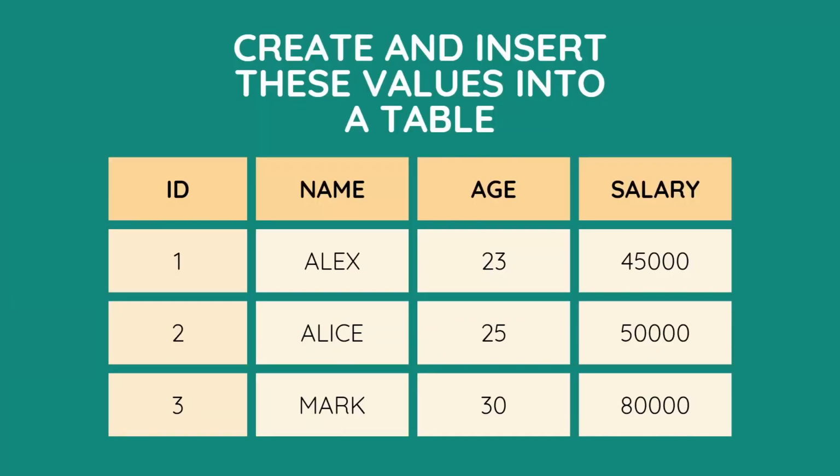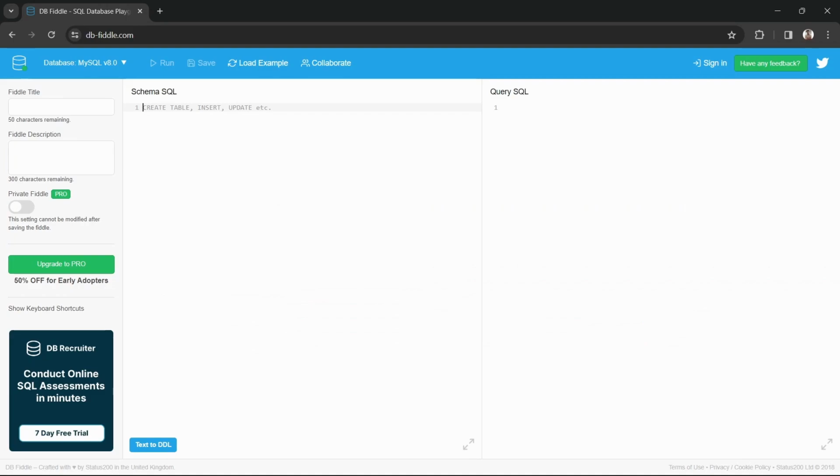Now let's look at an example to understand it better. So our task is to create this table and insert these values into the table. Let's assume that the table's name is employees. So how can we do it? Let's open an online compiler called dbfiddle. Let's first create the table. So we will write create table employees, open bracket. Now the values.